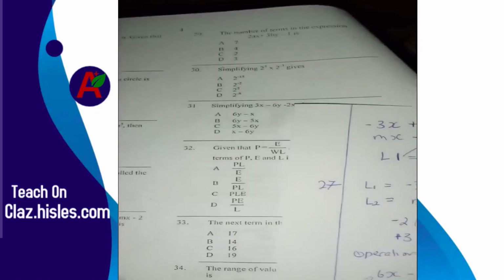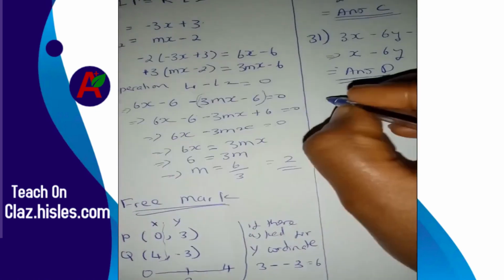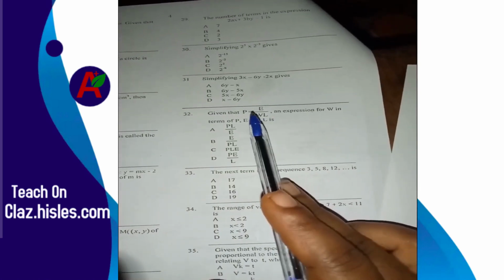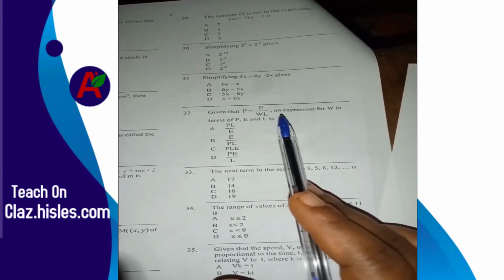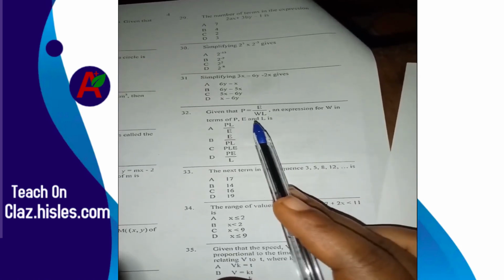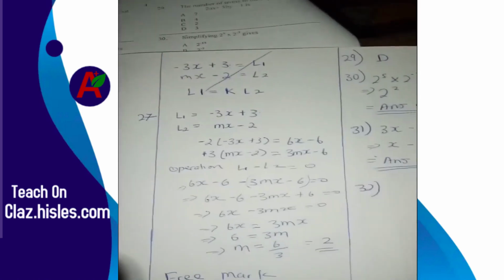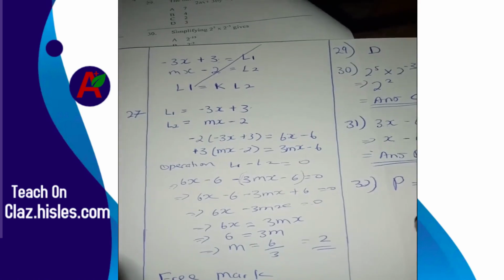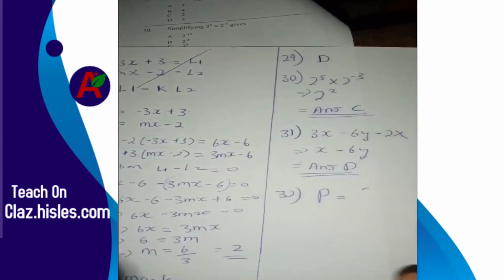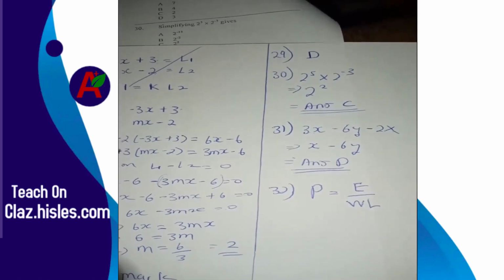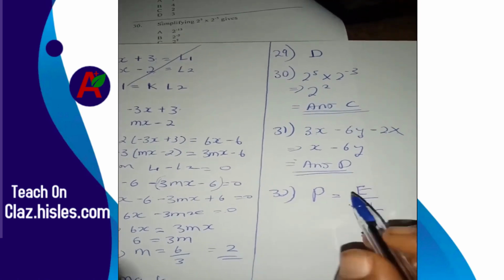What do we have next? We have number 32. Given that P is equal to E as a numerator, W times L as a denominator, the expression for W in terms of P, E and L is... That's what it's asking us: to make W the subject of the formula. So this is what we have been given: P is equal to E over WL. Let's make W the subject of the formula.